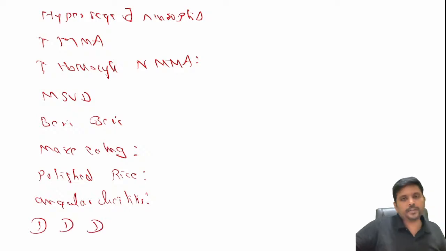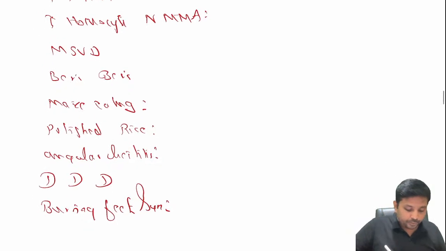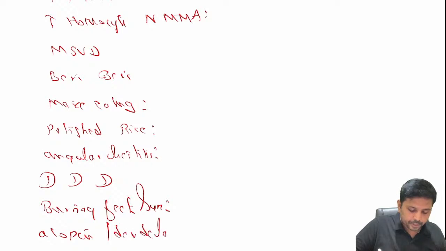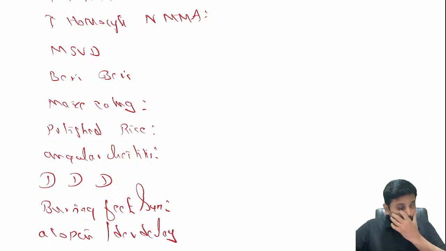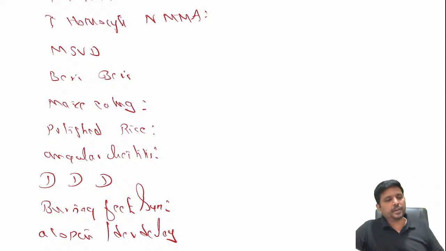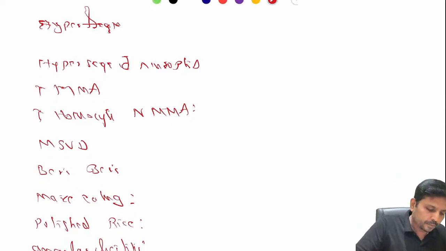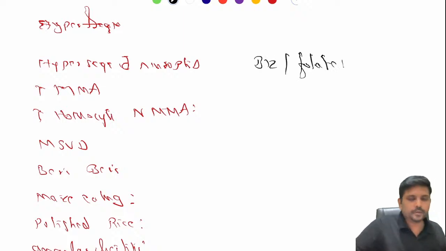Diarrhea, dermatitis, dementia. Where will you get burning feet syndrome? Where will you get alopecia and developmental delay? Which vitamin is associated with the egg? Avidin. So that when you boil the egg, you will get a good vitamin. Hypersegmented neutrophils occur in both B12 and folate deficiency.